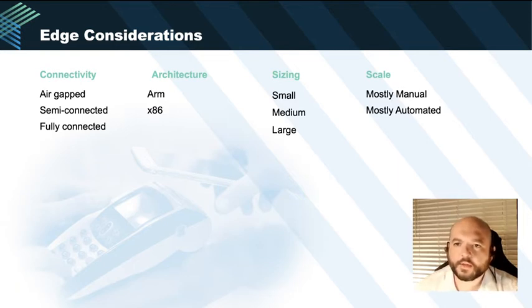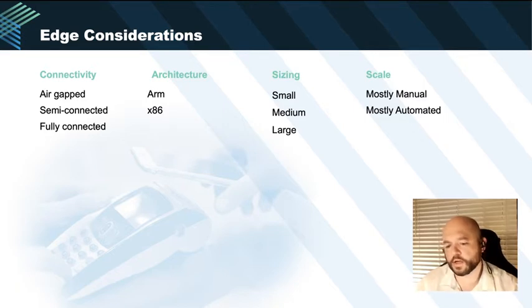So the next category is architecture, and the reason why I put it in a category by itself is because I think this is a huge component that needs to be considered.